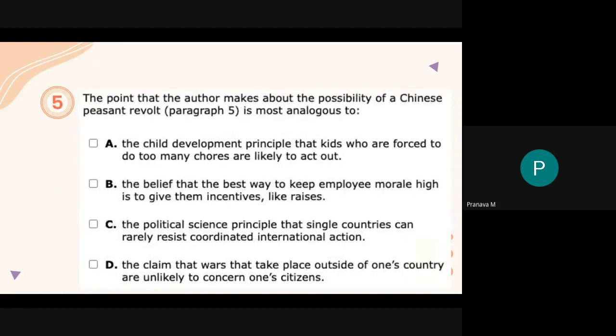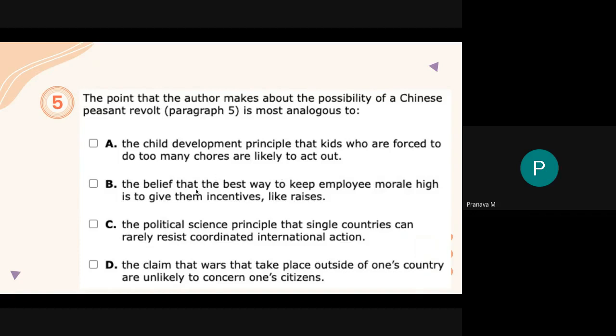The fifth one, the point that the author makes about the possibility of a Chinese peasant revolt is most analogous to. So this is talking about how they're burdened and driven to ruin so that they are forced to stand up. So it's talking about something bad happening to someone so that they have to speak up or act out against it. So that is most relevant to A, where the child who is exploited, in a way, if they're forced to do too many chores, is likely to act out against what they feel is injustice.